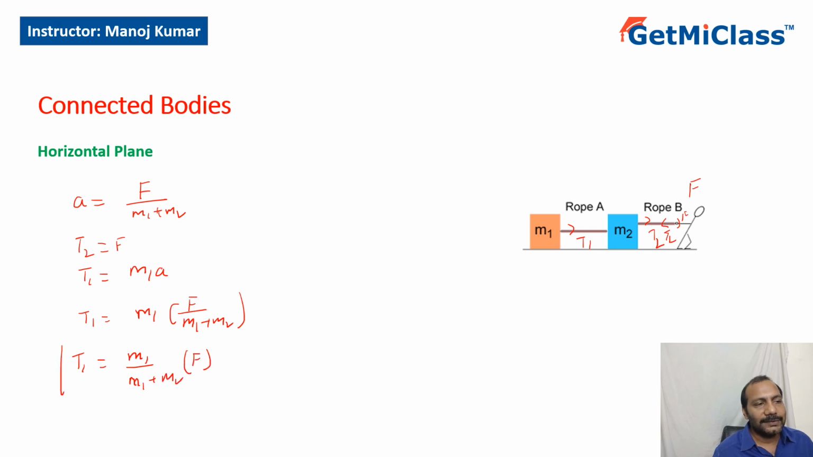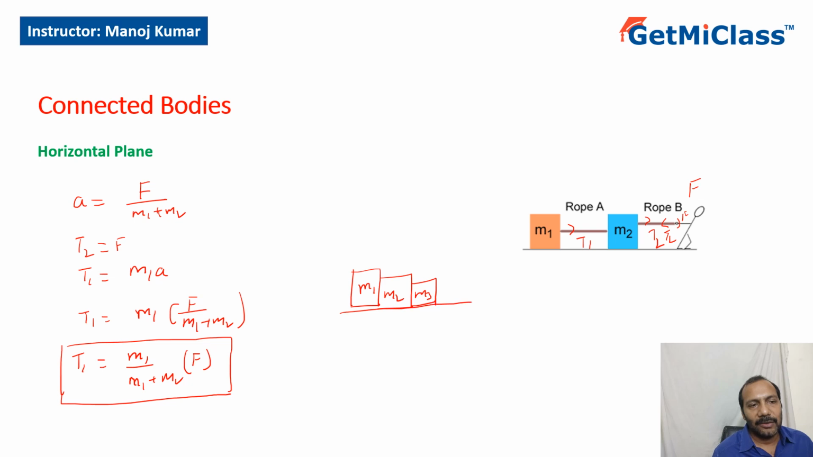Now this is a situation where the bodies are connected by a string. Sometimes there might not be a string, there might be only masses. Let's say I have masses M1, M2, M3 in contact with each other. Now I am applying a force F on this. I'll call this mass 1, this mass 2, this mass 3. Then what will be the acceleration of the system? Acceleration of the system would be F by M1 plus M2 plus M3.